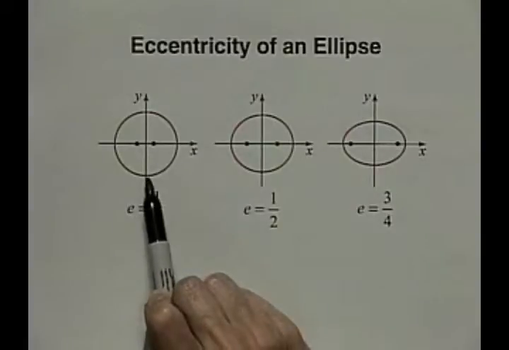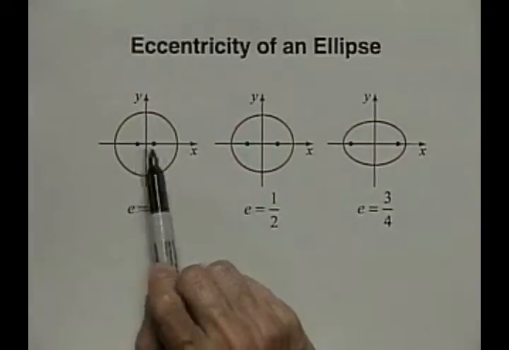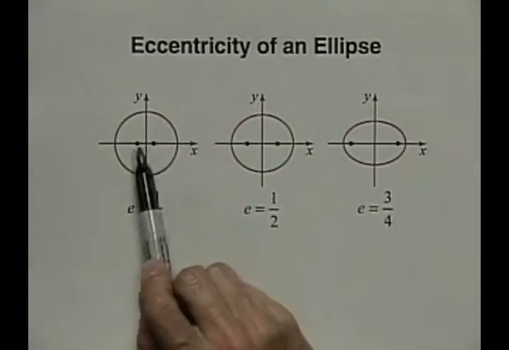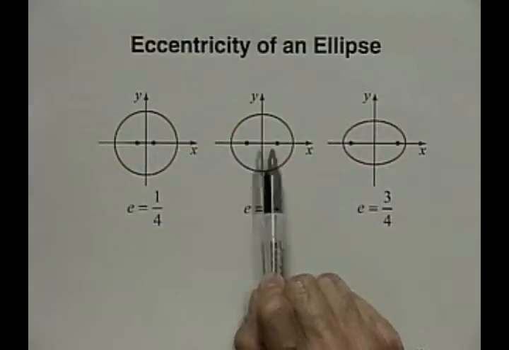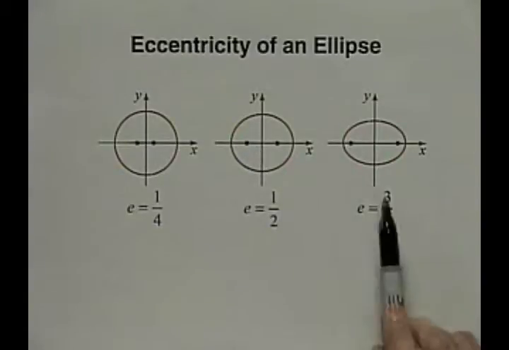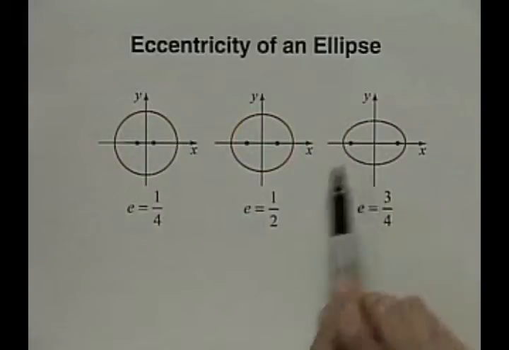This particular ellipse has eccentricity 1/4. Remember that an ellipse has two foci. Notice how close together those foci are. This ellipse has eccentricity 1/2. The foci are a little further apart. If the eccentricity is 3/4, the foci are even further apart. Well, let's find an eccentricity given an equation of an ellipse.